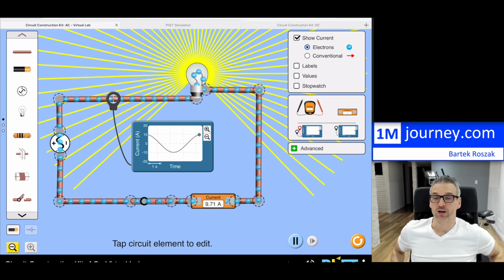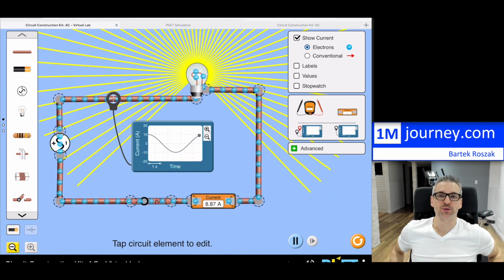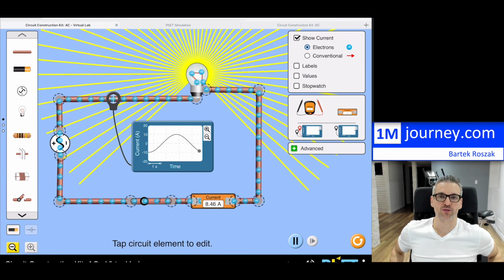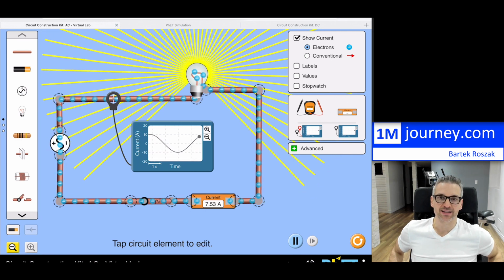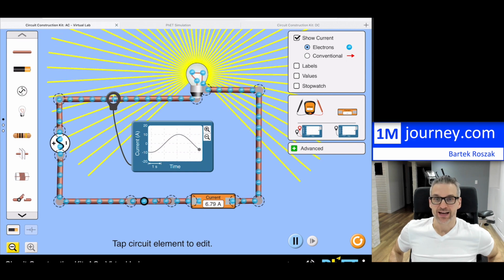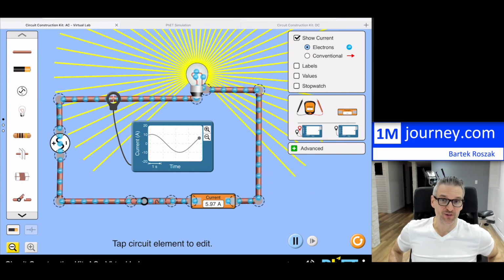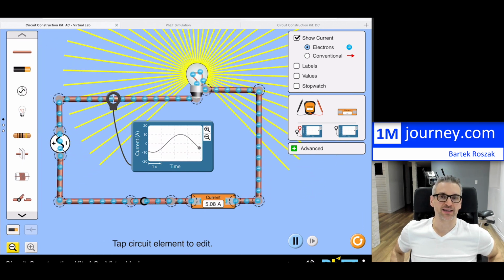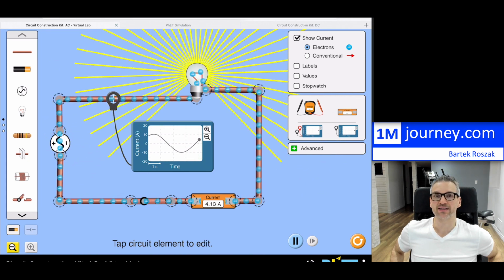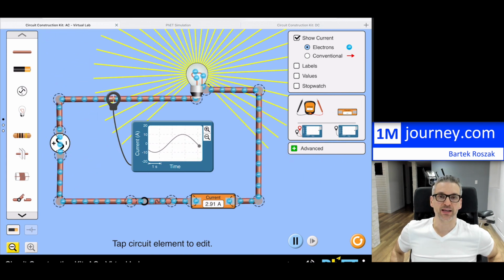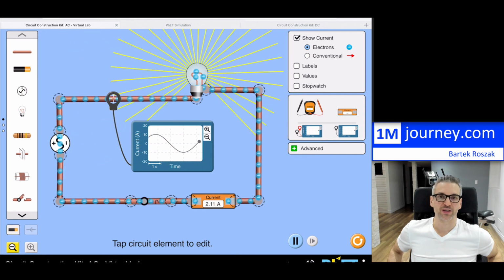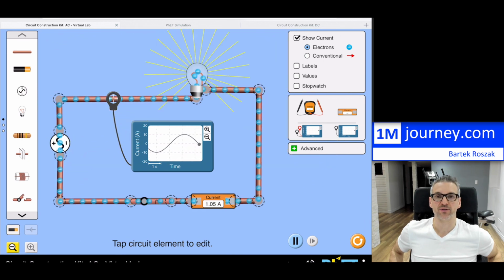Now you might say, well, I don't see that happening. Well, that's because the frequency of this back and forth is so fast that our eyes can't really see it. Now, it's not super fast, because in our regular outlets, at least in North America, we have it at 60 hertz, which just means that it's going back and forth 60 times. So you have 60 cycles for every second that passes by.